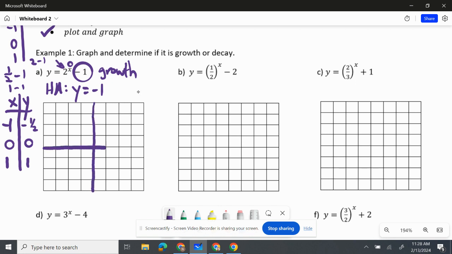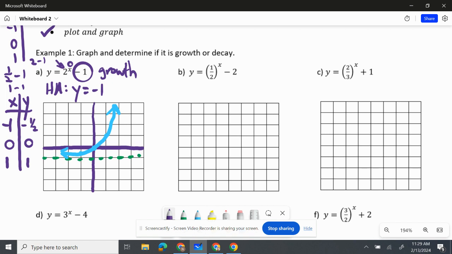So now what we're going to do is we're going to graph this. We have our horizontal asymptote at -1. Then with our line, we have (-1, -1/2), (0, 0), and (1, 1). And this right here would be our graph.